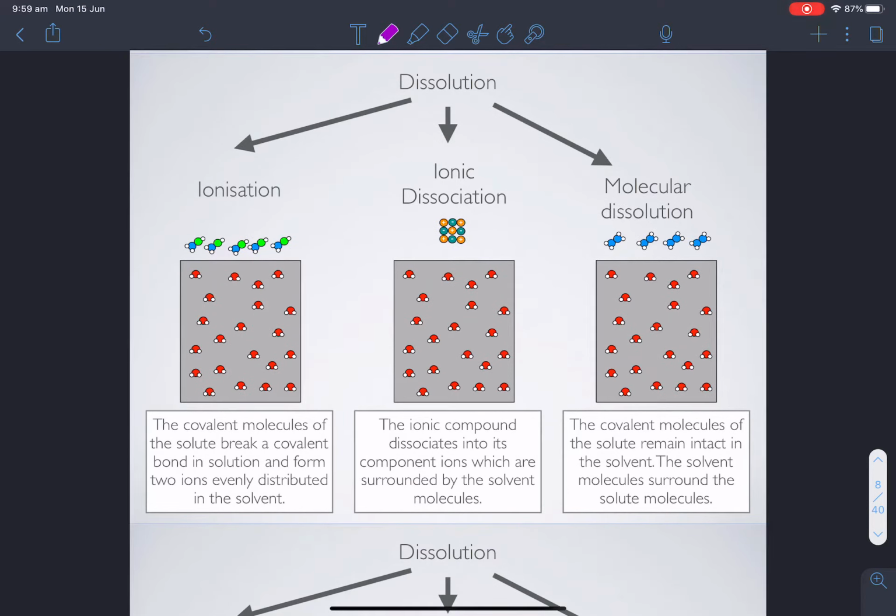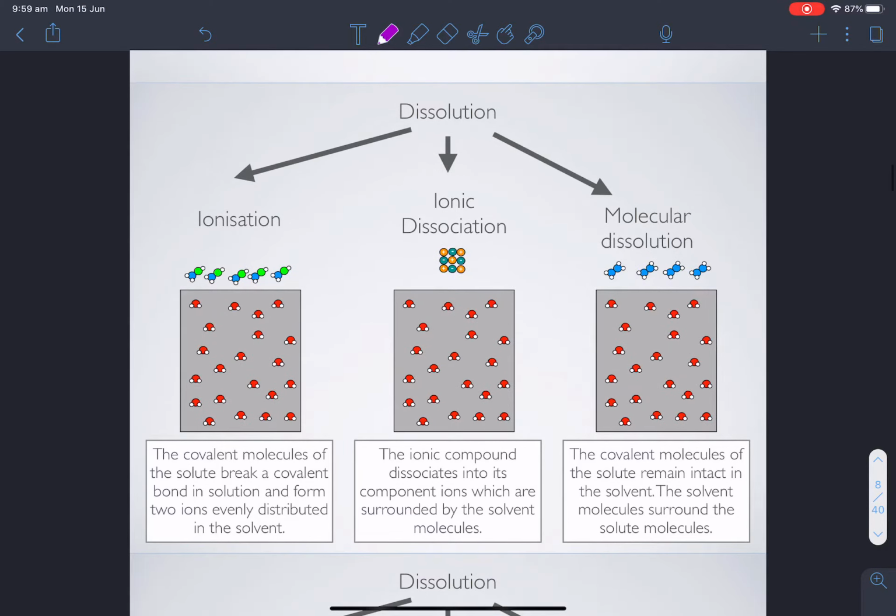Let's talk about dissolution a little bit more too. So you'll often hear chemists say ionization or dissociation interchangeably, but there is a particular difference between them. Okay, all three of these examples are dissolution, just different types. Okay, so let's start on the right hand side with molecular dissolution.